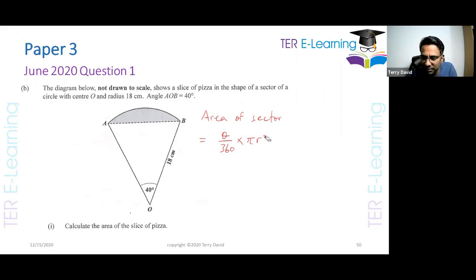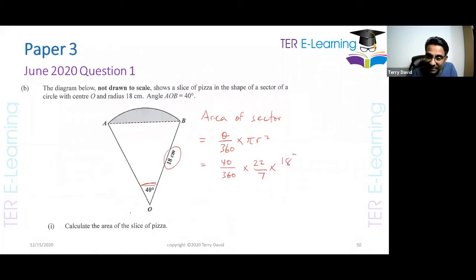So the area of a circle is pi r squared, but a sector is only part of it. It's a fraction of it. And that fraction is simply my angle, which in this case is 40 degrees, right? So it's going to be 40 degrees divided by 360 multiplied by pi. But in this particular question, we're going to take pi as 22 over 7, because we're still in part A of the question, and they told us to take pi as 22 over 7, multiplied by my radius, which is 18.